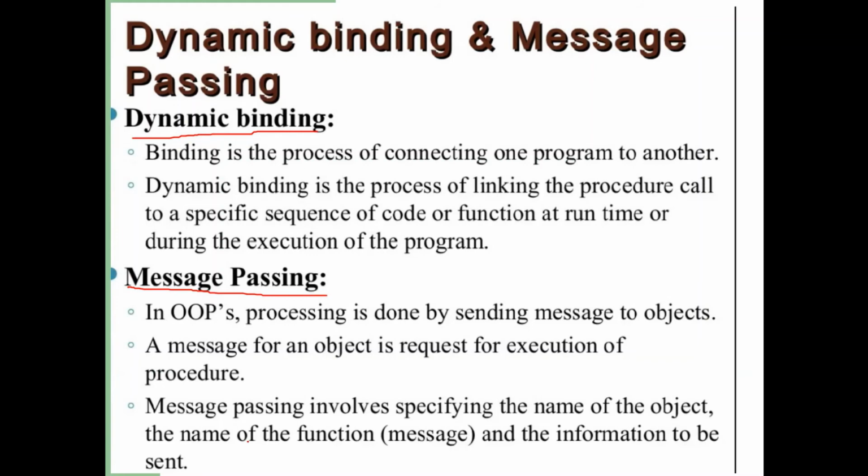So message passing involves specifying the name of the object. Always we write the name of the object, the name of the function, that is the member function, and the information to be sent in terms of the parameters or the variables. So these are the concepts of object-oriented programming in C++.